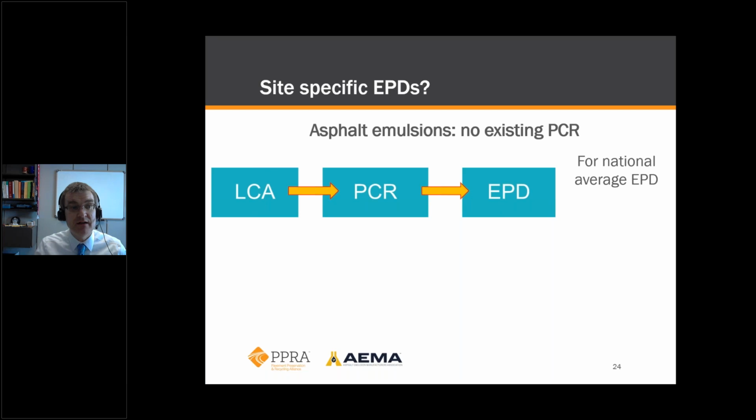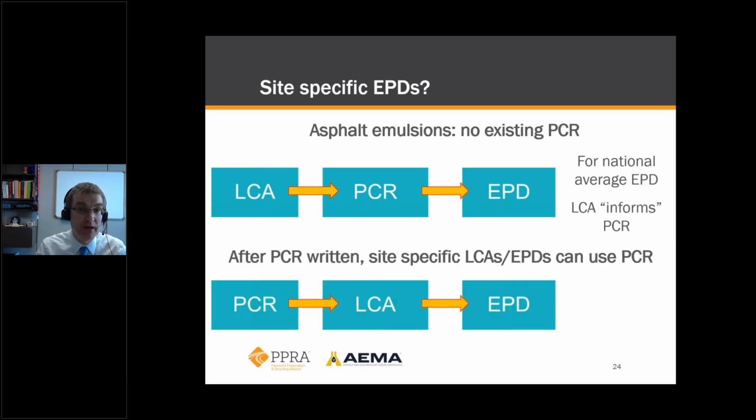And what's happening here is the LCA informs a PCR. But then if you look at what NAPA has done, NAPA has written a PCR. And once you have a PCR for a material, you can develop site-specific LCAs and EPDs that can use the PCR that was developed. And NAPA actually has a very slick tool on their website where individual facilities can go in and enter data and they can develop a site-specific EPD.